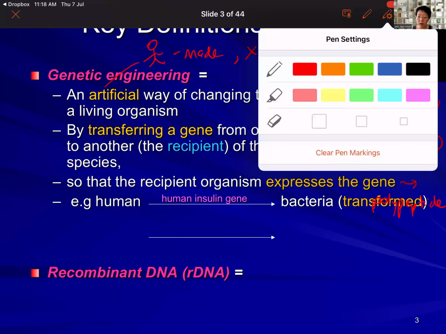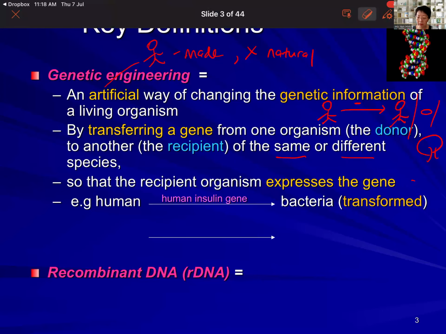the bacteria will now be called the transformed bacteria. Transformed because you changed it already. What do you change? You change the genetic makeup. So that's why it's called the transformed bacteria. This bacteria will now start to express the insulin gene and produce insulin. Or if you transfer the human growth hormone gene to this bacteria, it will start to express this gene and produce human growth hormone.